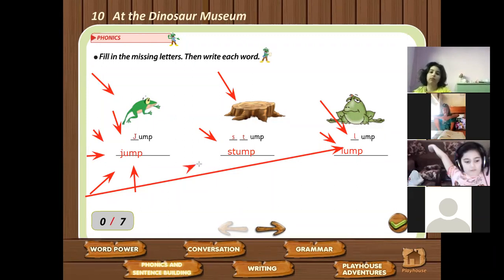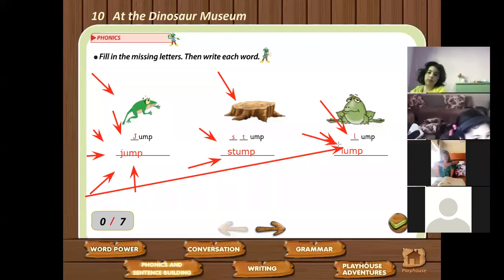Jump. Number two. Ritan. Stamp. Excellent. Number three. Lump. Bump. Lump. Great.